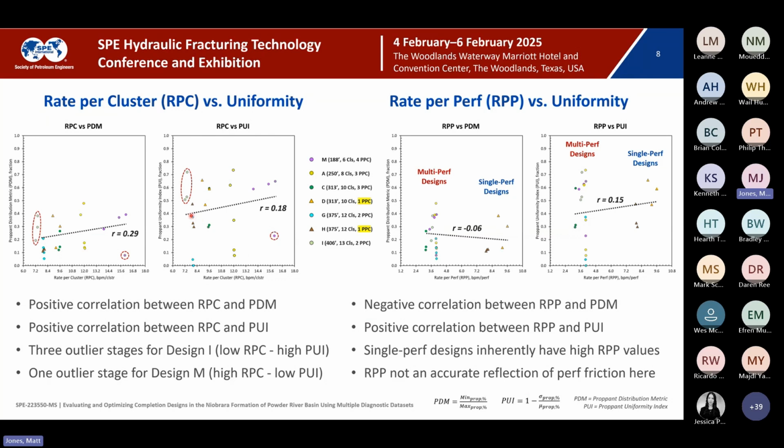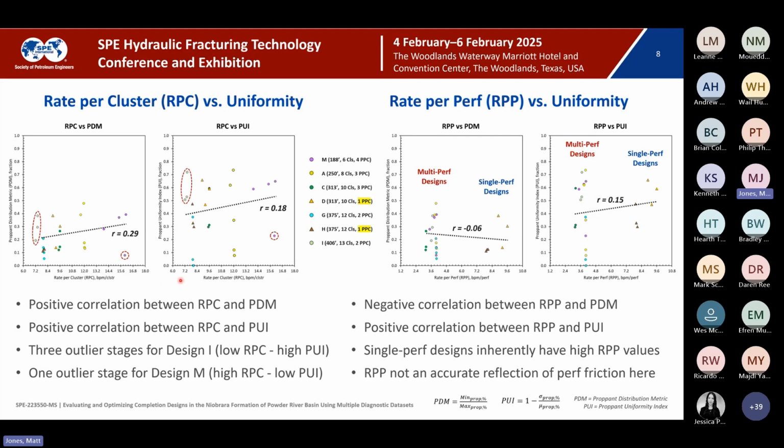Now, let's look at rate per cluster first. There are two plots over here on the left half, both with rate per cluster on the x-axis going from low to high. The left plot has PDM on the y-axis from 0 to 1, 0 being horrible treatment uniformity, 1 being perfect treatment uniformity. The right plot has PUI on the y-axis, again 0 to 1, 0 being horrible, 1 being perfect. What we can immediately see from both of these plots is that we have positive correlations between rate per cluster and PDM, and rate per cluster and PUI. So essentially, the higher your rate per cluster value, the better your treatment uniformity should be.